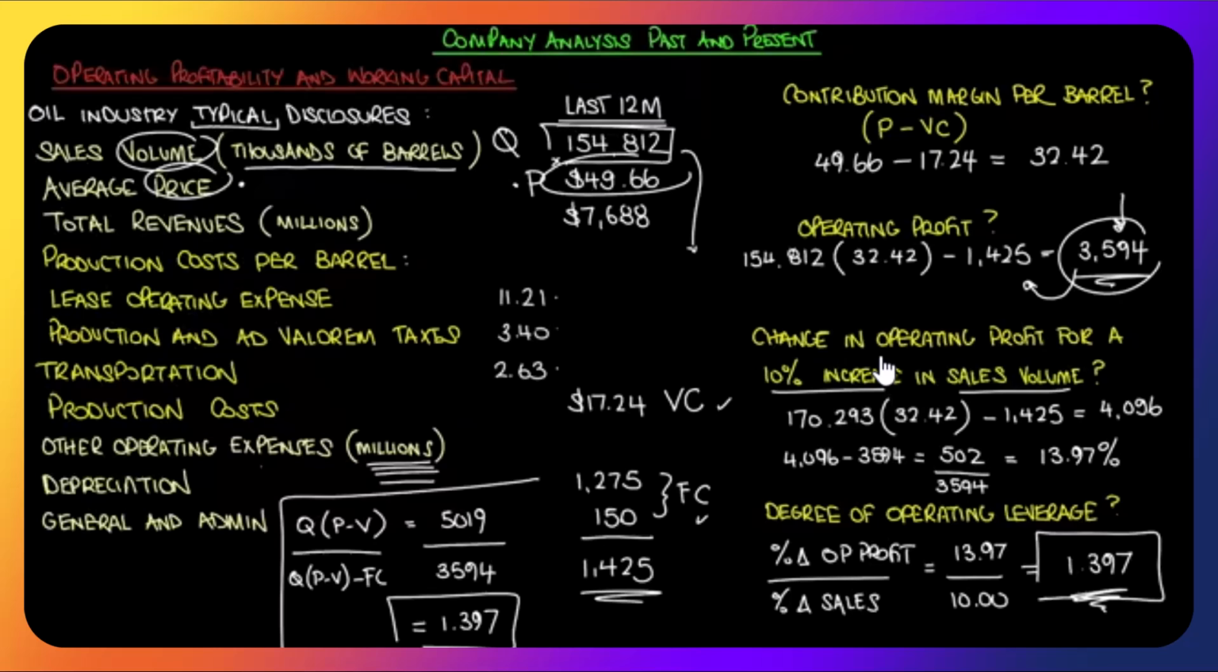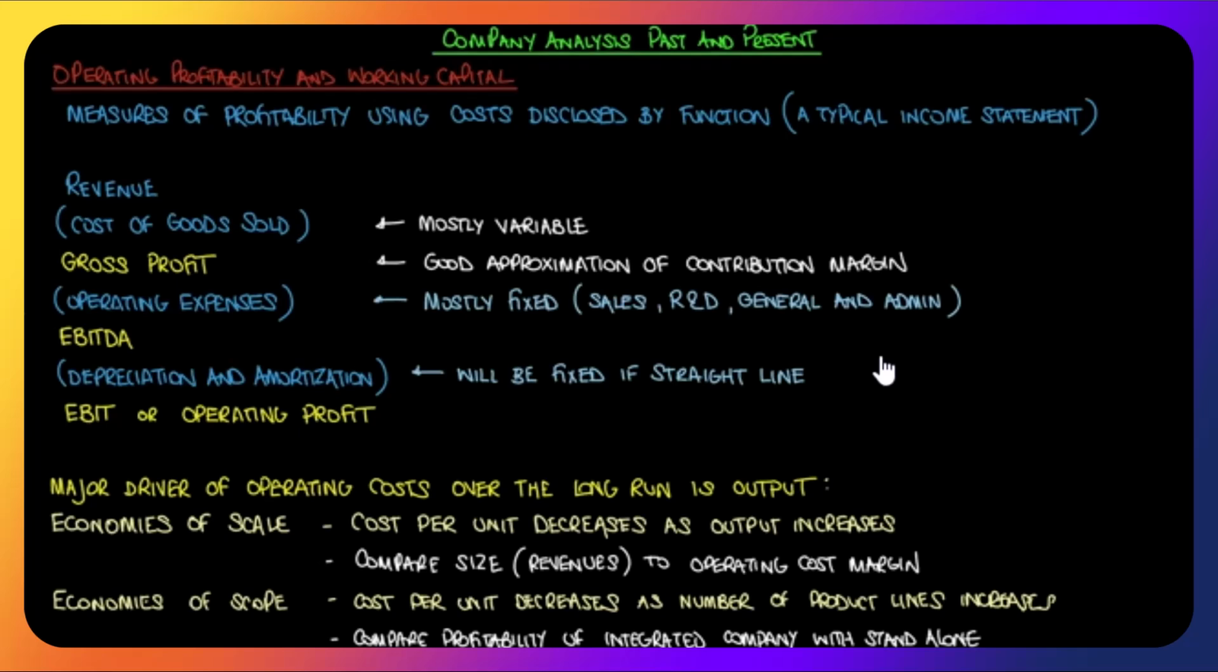So looking at this company today, looking at this oil company, I could say, if you were to increase your sales volume by 1%, you could expect your operating profit to increase by 1.397%. Why is that? Because a proportion of your costs would remain fixed. The bigger that proportion, the larger your degree of operating leverage, the bigger the change in operating profit. So the behavior of costs with regards to output would be a useful set of disclosures, but we don't tend to have it. We tend to have it by function.